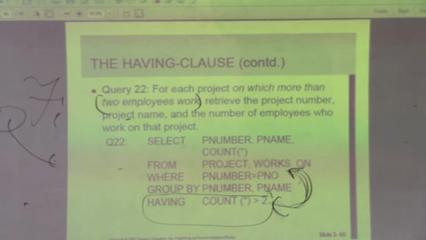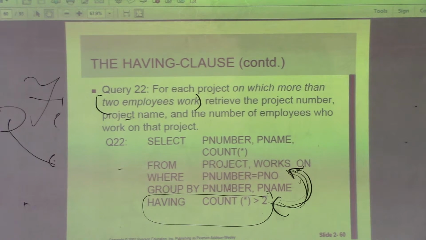Okay, so on Thursday we are going to have the third exercise. At that time you will practice more advanced queries. Then next week we will learn about the database.